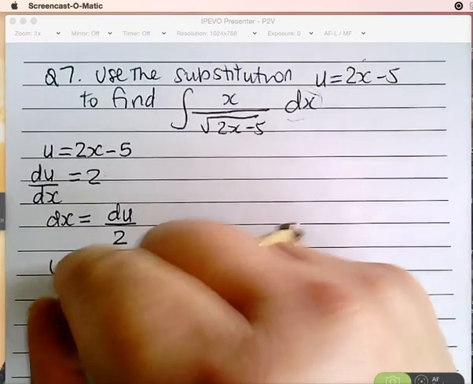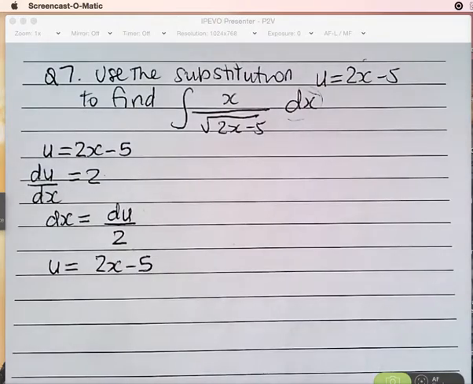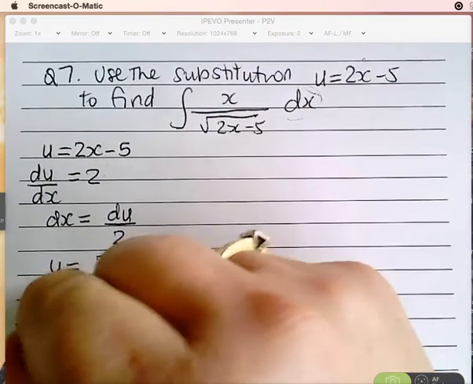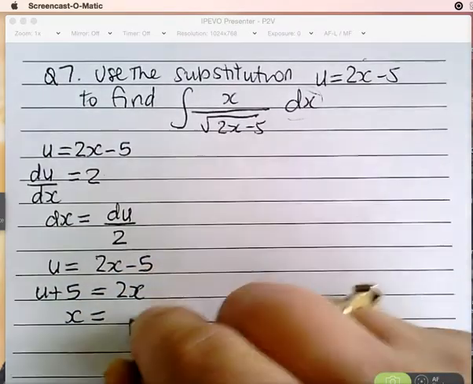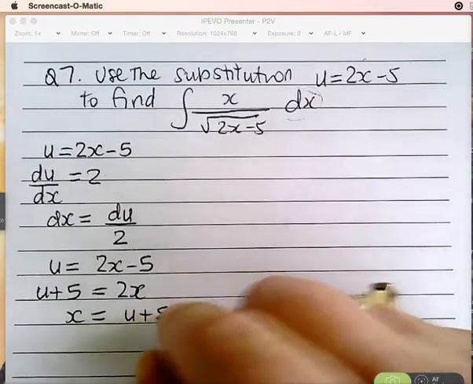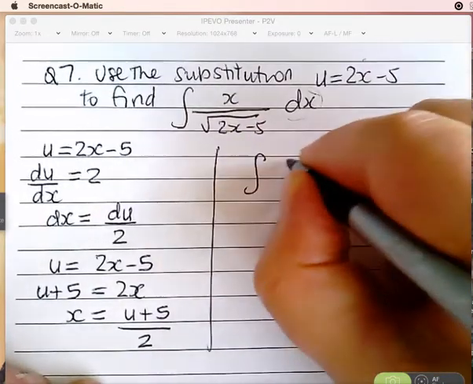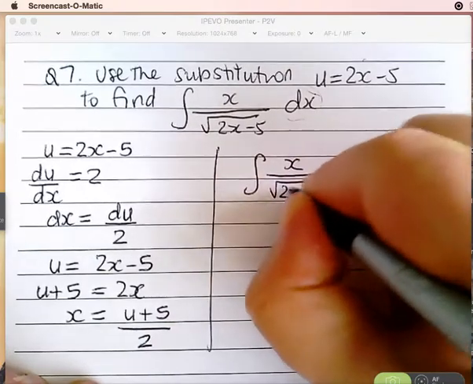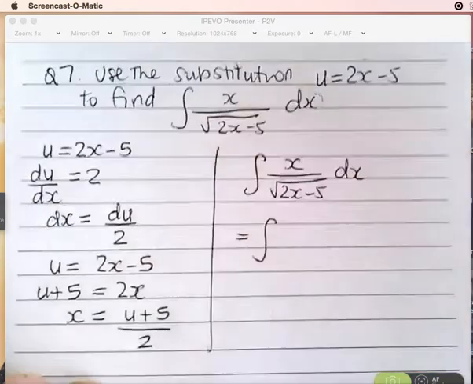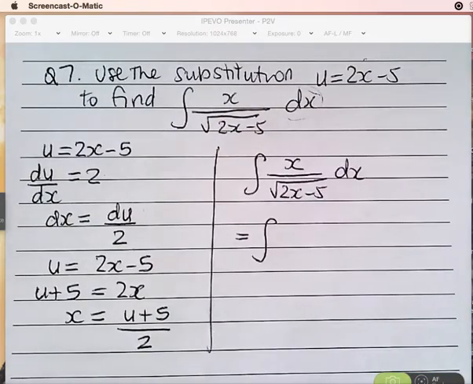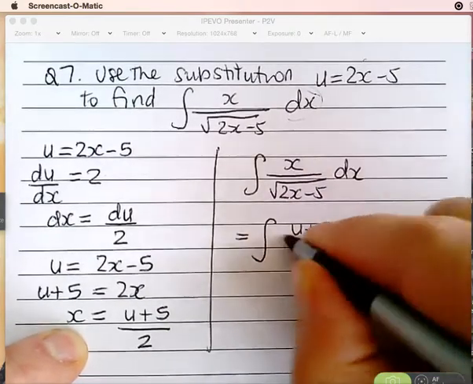So start off again with u is 2x minus 5. Now what would you do? I just want to make x the subject. U plus 5 is 2x. So x is u plus 5 over 2. All right, let's substitute. The integral of x over root 2x minus 5 dx is... All right, what does x equal? U plus 5 over 2.